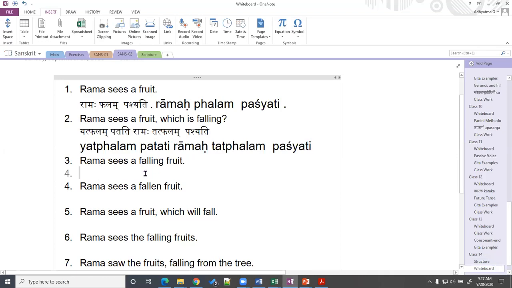Now you see the same sentence has been put in as a participle. So here there are two sentences. One is yat phalam patati. As you know, patati is a verb form. And Ramaha tat phalam pashyati, or we can even say Ramaha tat pashyati. Yat phalam patati, Ramaha tat pashyati. Phalam is a neuter word, that's why yat and tat are neuter.